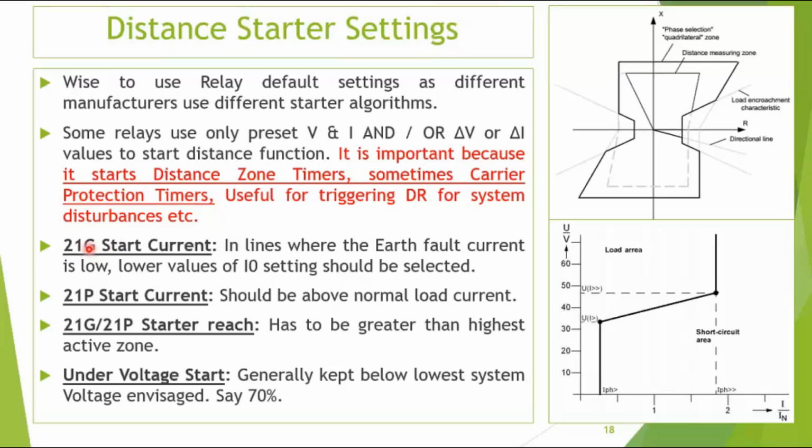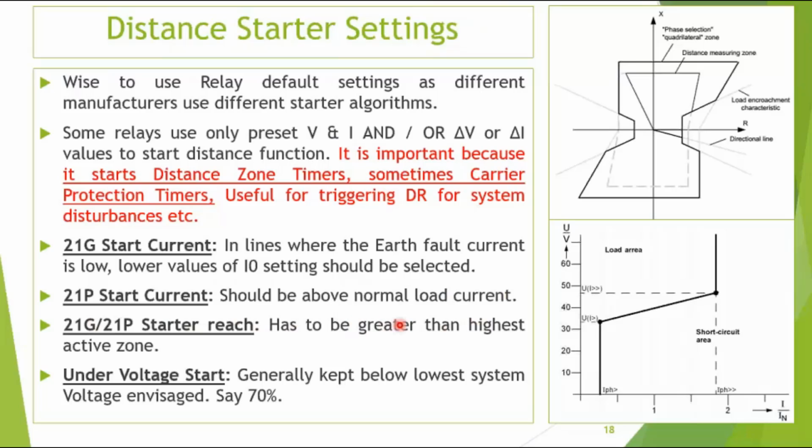The ground fault start current should be greater than the maximum unbalanced current in the line, but lower than the lowest possible fault current. So it should be greater than the normal unbalance, but lower than the lowest possible earth fault current. The phase fault starter should be above the normal load current, obviously, otherwise it will always have a start. And if we have the starter reach, if it is the under impedance starting, then it has to be greater than the highest active zone.